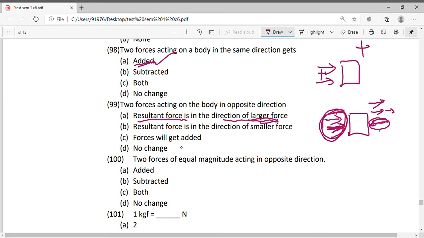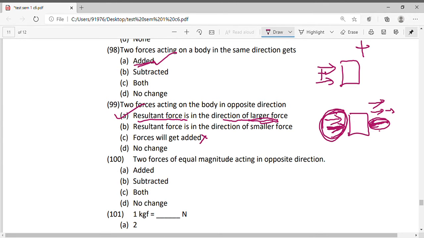All right. So the force will be added? No. The resultant force would be in the direction of a smaller force? Of course not. Because the larger force will overpower it and it will move in this direction. Hence, the answer is the first one.